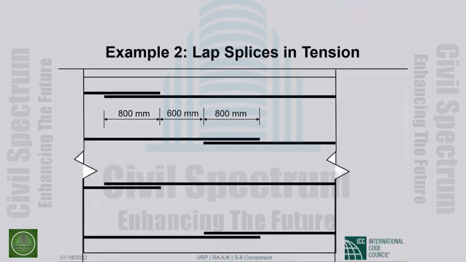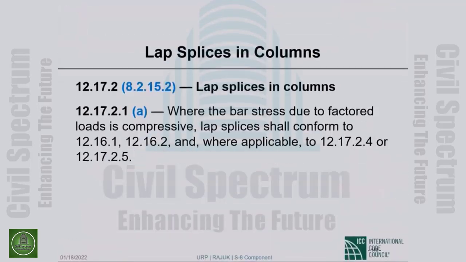So this is what the splices would look like. Four bars at the bottom of the beam. This is our lap splice, and then the next lap splice is staggered 600 millimeters, and then another one, and then another one. So this is a pretty nice simple example that I think will help you. Beam splices. Now column splices.